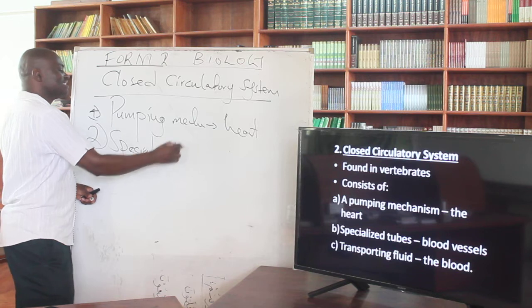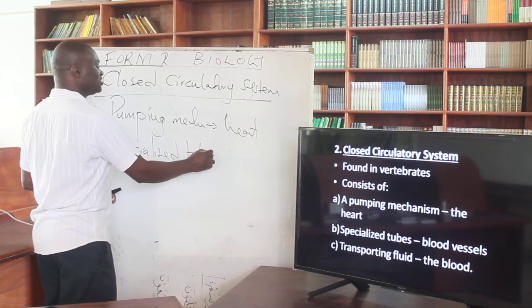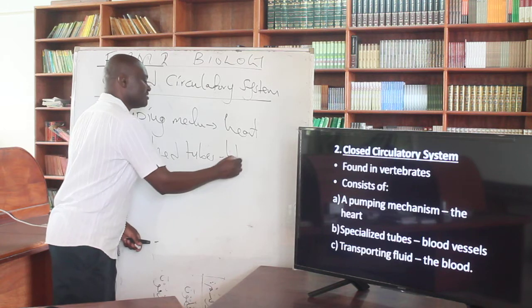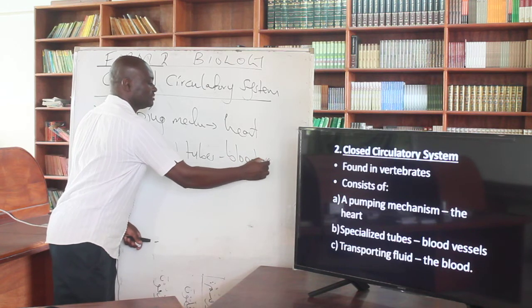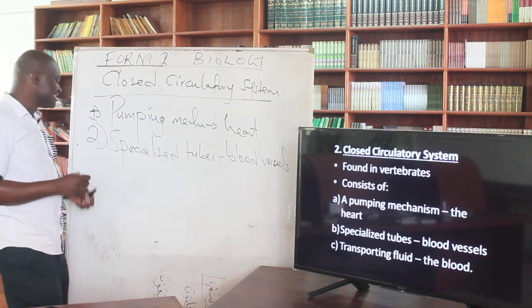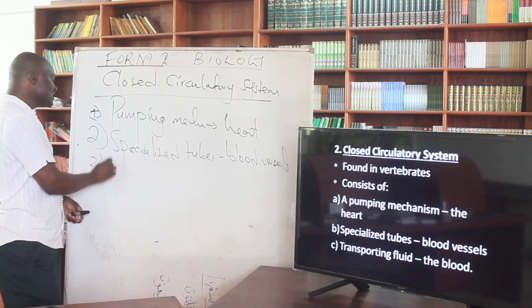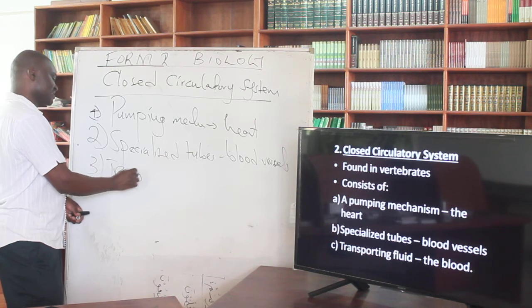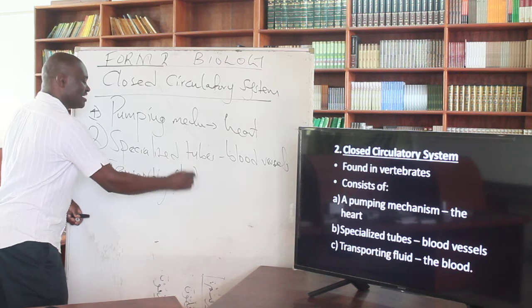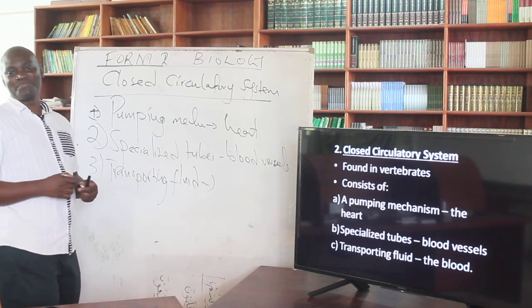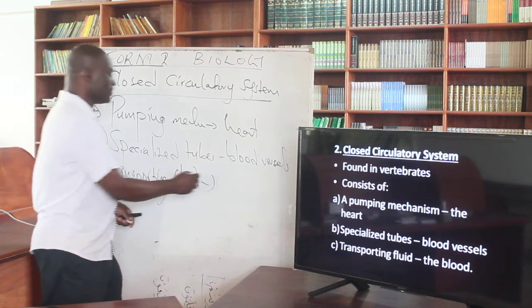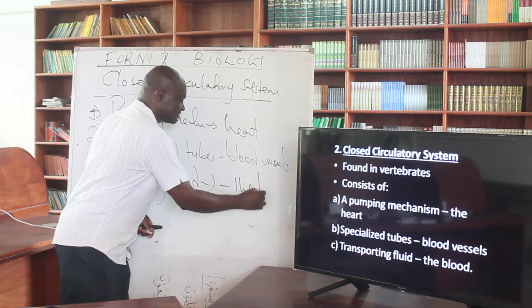Specialized tubes. And these tubes, how do we call them? We call them blood vessels. And then there is a transporting fluid. And this transporting fluid, in an open system, we call it the hemolymph, but now we call it the blood.